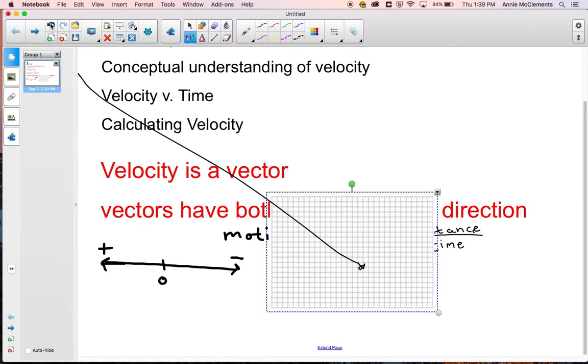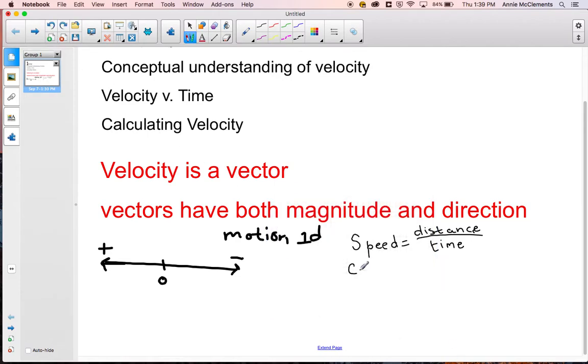Well, that's interesting. Can speed be negative? The answer is no, right? You can't possibly move slower than not moving, right? If you cover zero distance, you have a speed of 0. You can't possibly cover negative distance, right? If you're moving, you're going to move a positive distance, right? So speed is always positive, right?